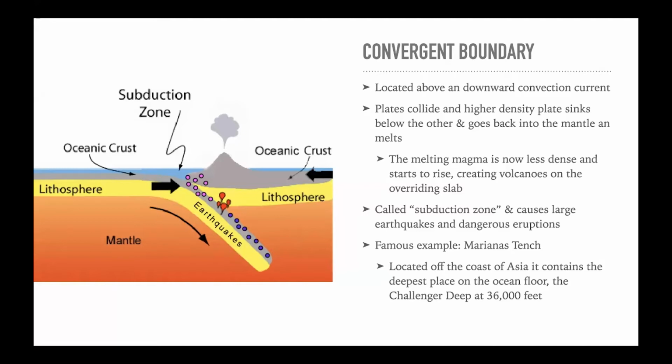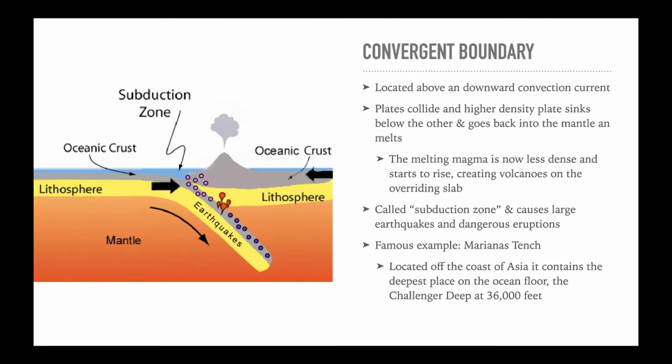They're hitting each other, and then the one with the higher density sinks back down into the mantle and it starts to melt. Now, as it melts, it becomes less dense. Things that are less dense will start to rise. And when it rises, it finds cracks and openings in the lithosphere above, and it creates brand new volcanoes. Typically on what's called the overriding slab, or what that means is the section of plate that was on top and did not sink. This can be oceanic crust, or it can also be continental crust as well.